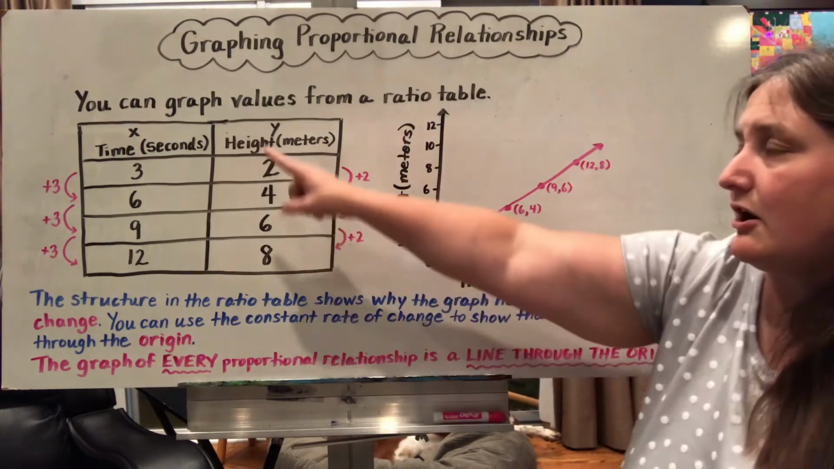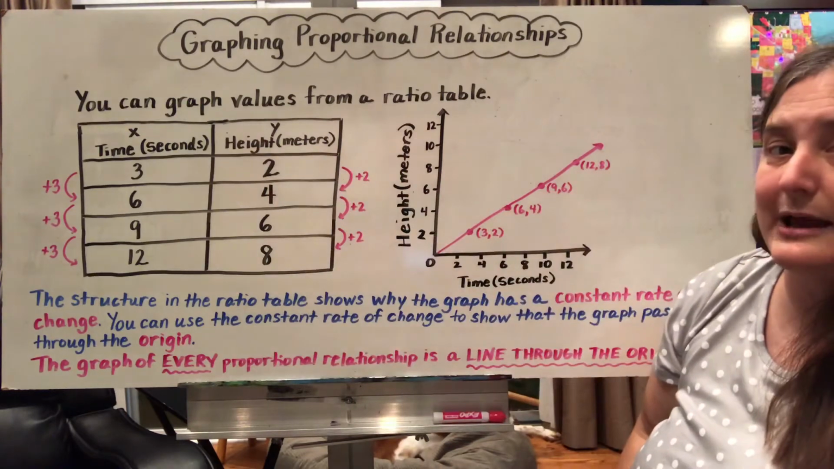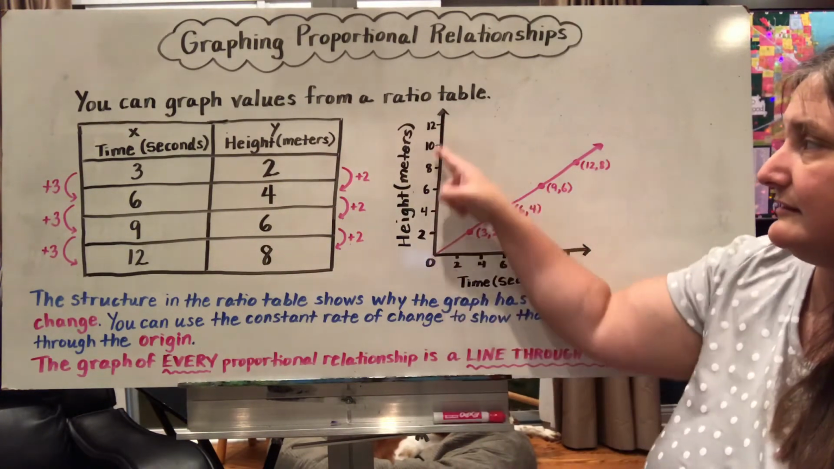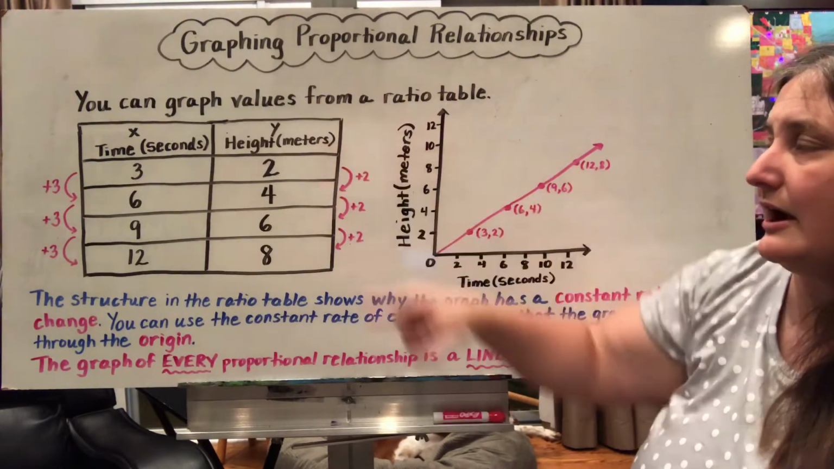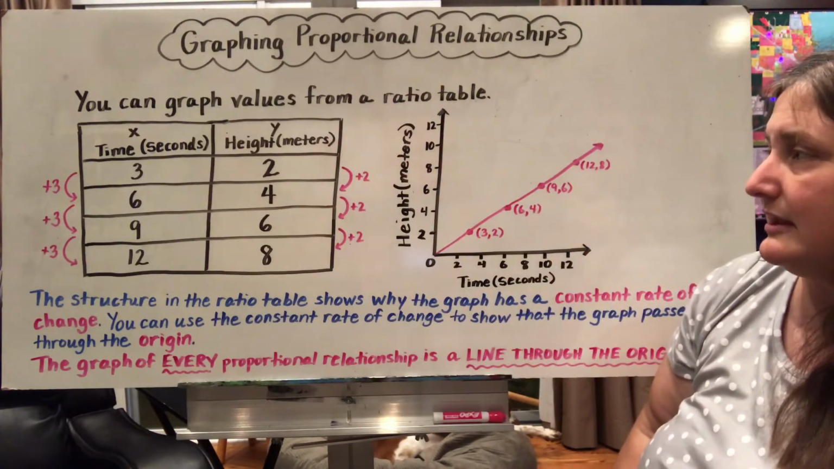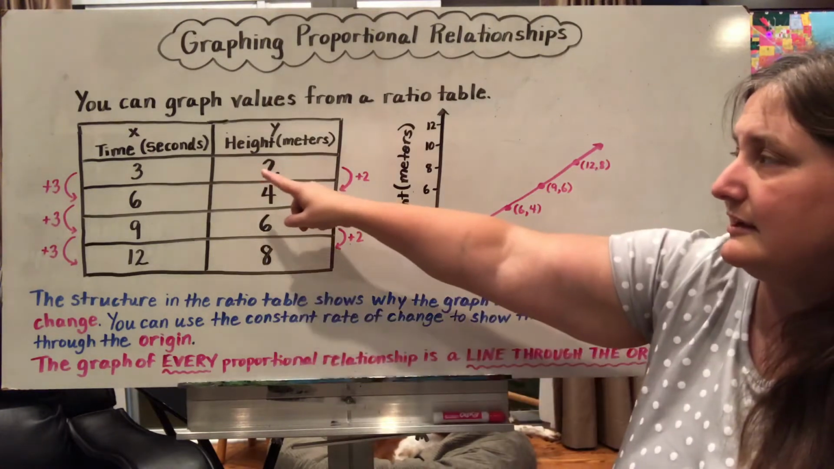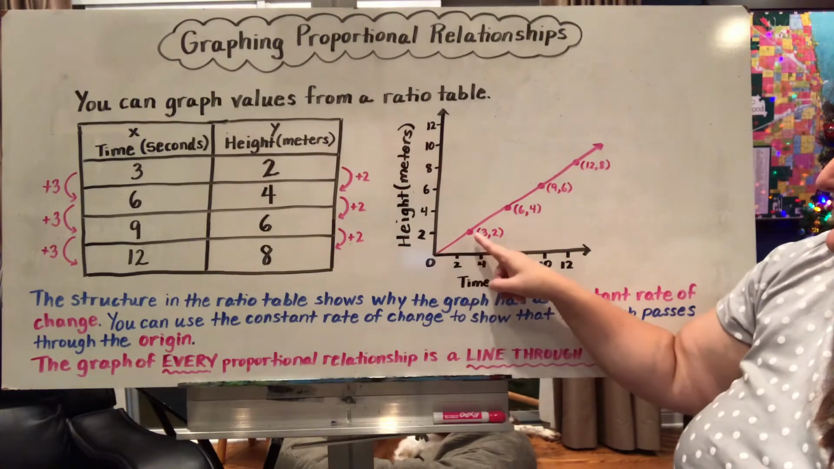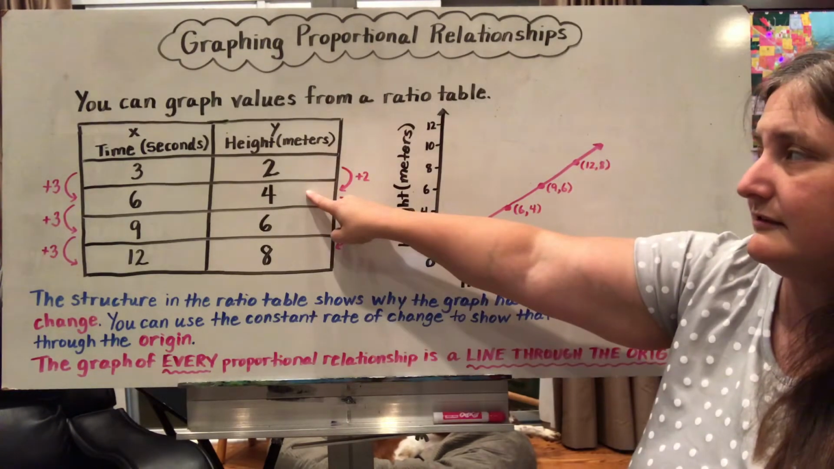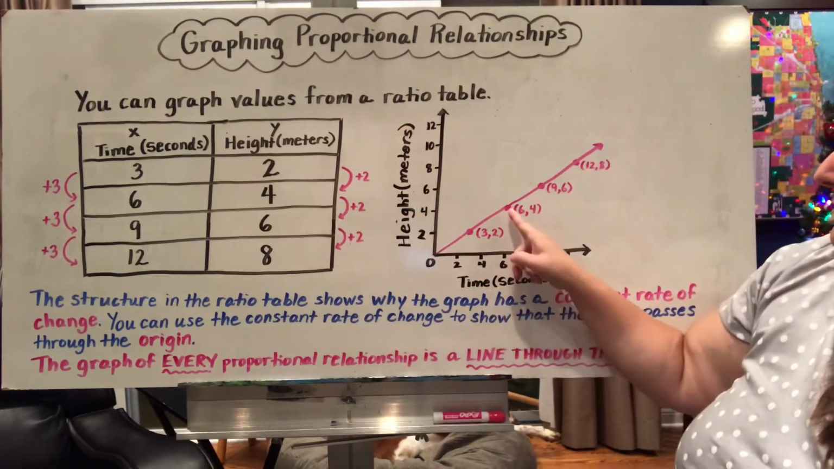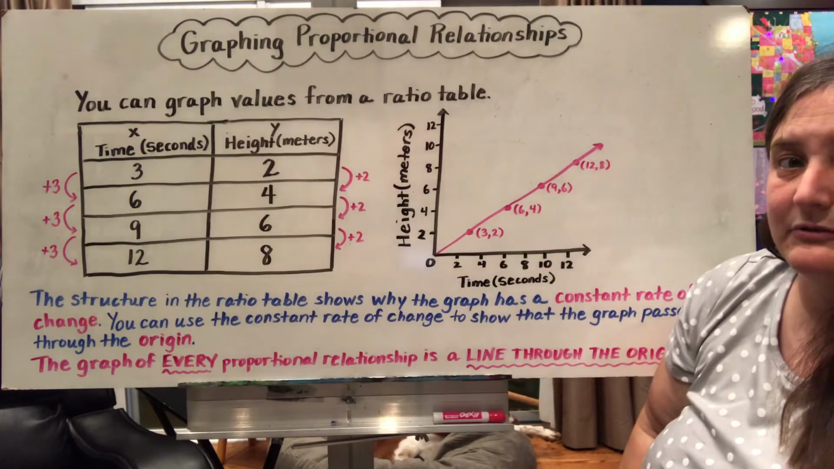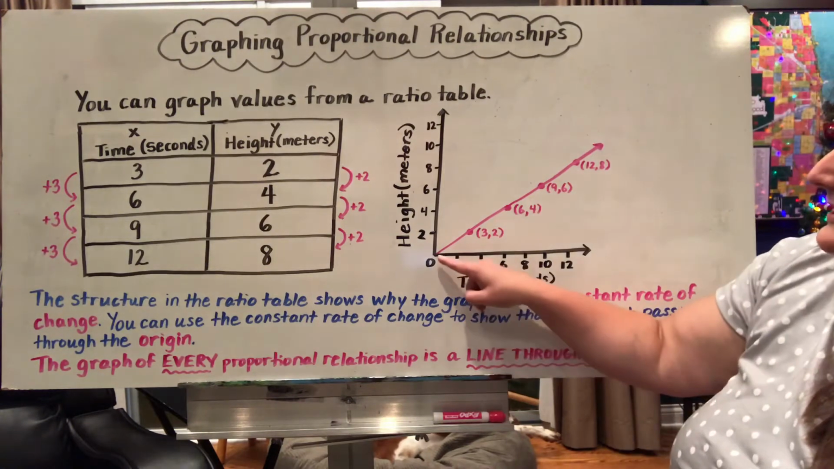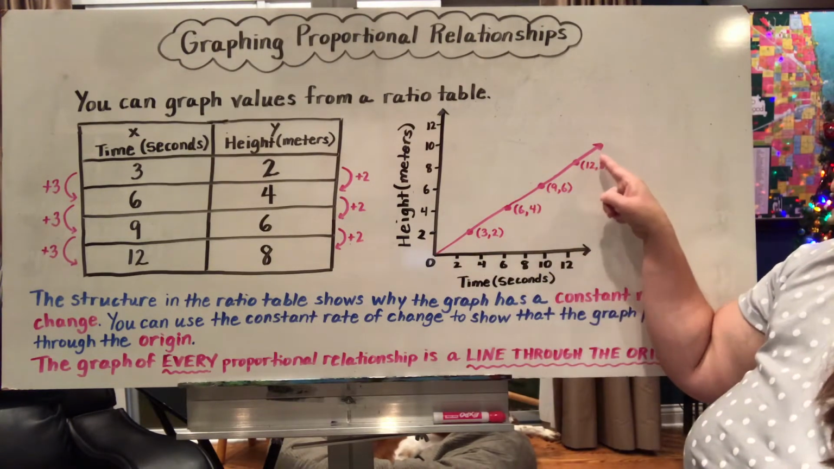So they've told us here our x value is going to be the time in seconds. Our dependent variable always goes on the y-axis, and this time we've been told that is going to be our height in meters. So we've taken these data points: at 3 seconds, we're at 2 meters, and put them on our graph, over 3 up 2. At 6 seconds, we're at 4 meters, 6, 4. At 9 seconds, we're at 6 meters, and at 12 seconds, we're at 8 meters. And then I've connected these points in a line.